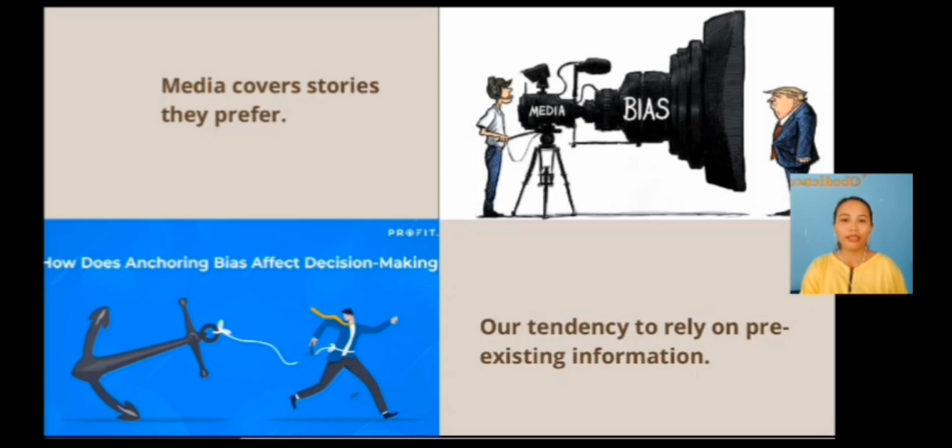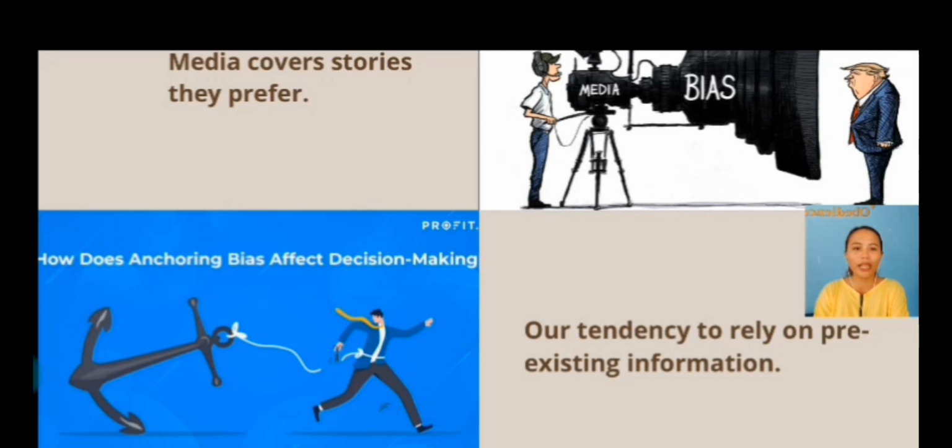Let's take a look at some examples of bias. The first picture shows us the media covering or featuring a certain person. So basically, we see it on our television, especially during election time, when some TV channel always covers or features one candidate or a few candidates that they support instead of having all of the candidates featured on their TV channel.